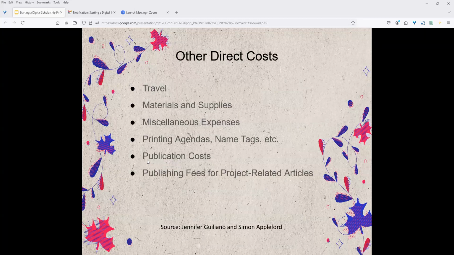All right, so other direct costs: travel, materials and supplies, miscellaneous expenses, printing agendas, name tags, publication costs, publishing fees for project related articles. All this stuff adds up, so you need to plan ahead on that. The State Department does have a meals and travel guide, and they list rates that you can use in your budget if you're doing international travel, for example.